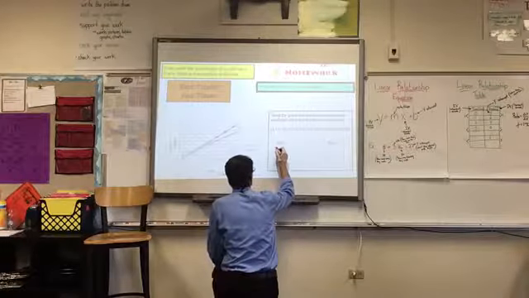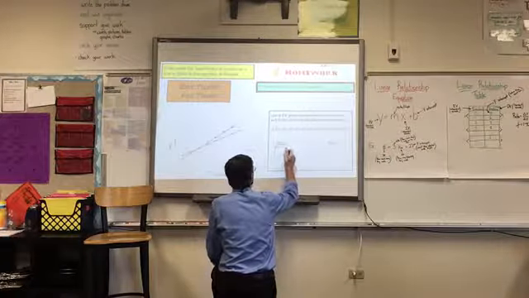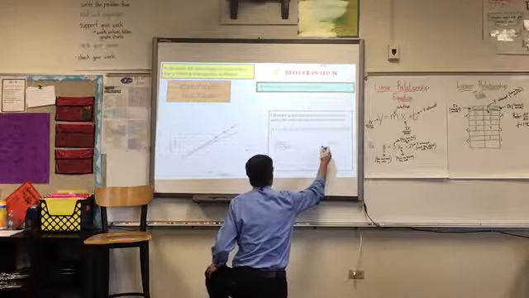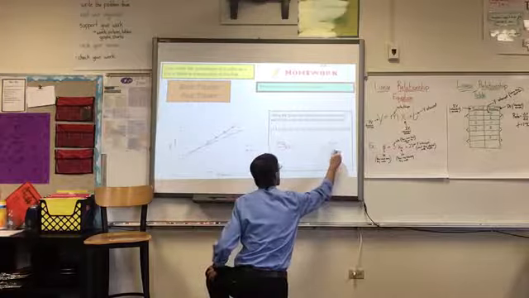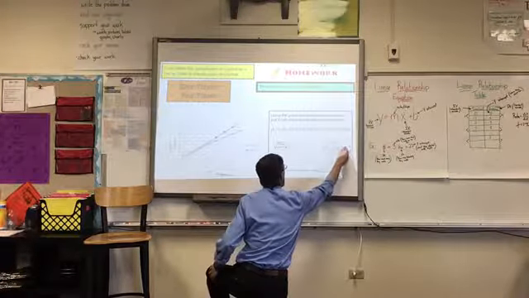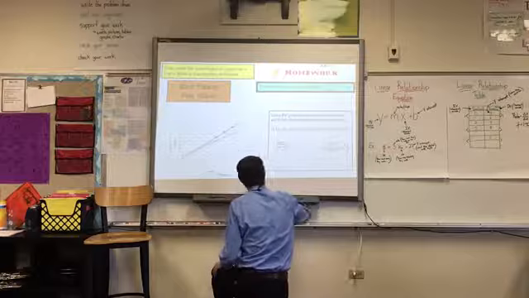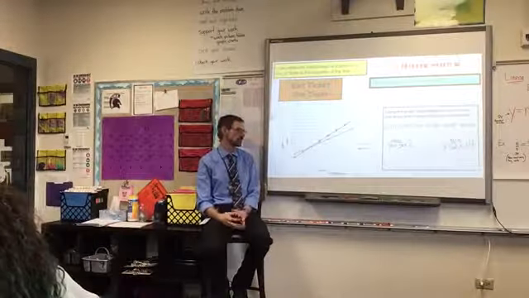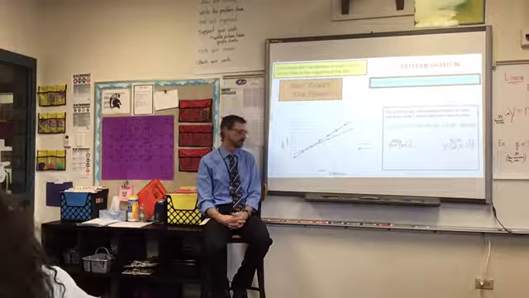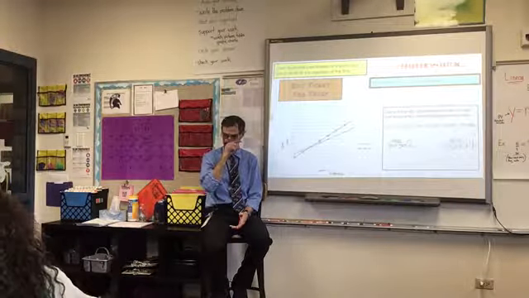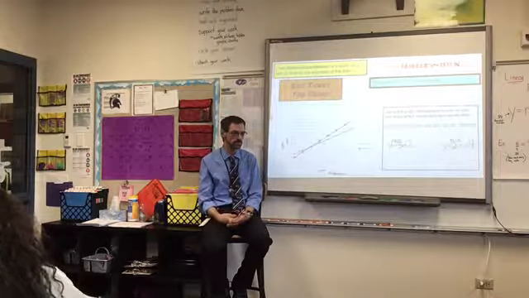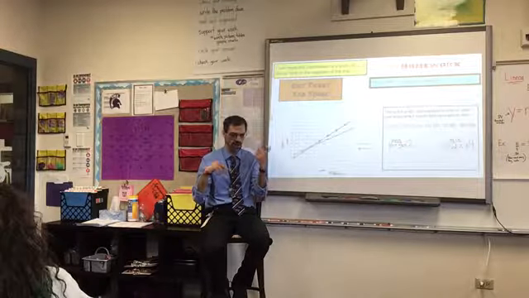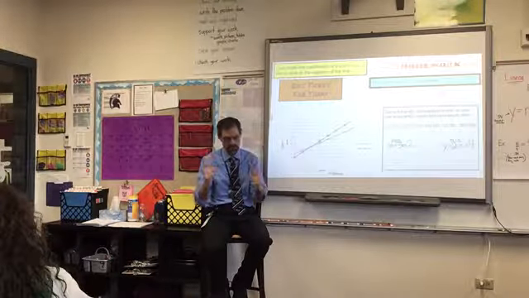Here's the equation for red. Here's the equation for blue. So on your paper, you just want red, blue, the equation, and then list the points.